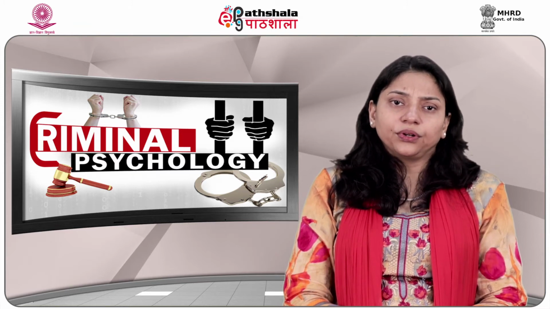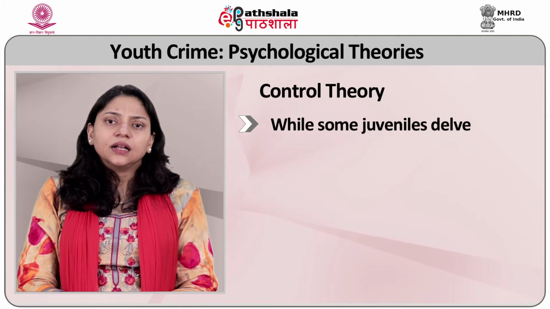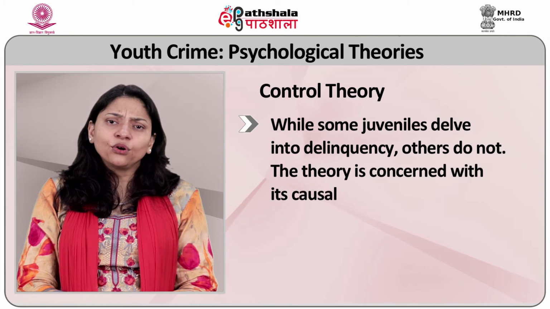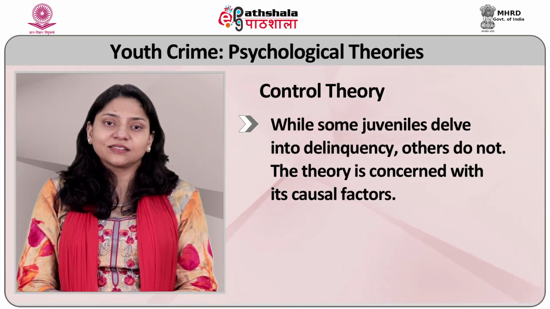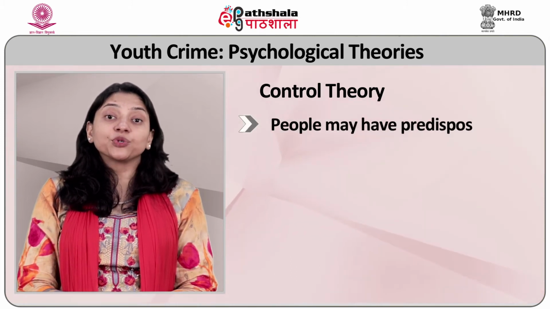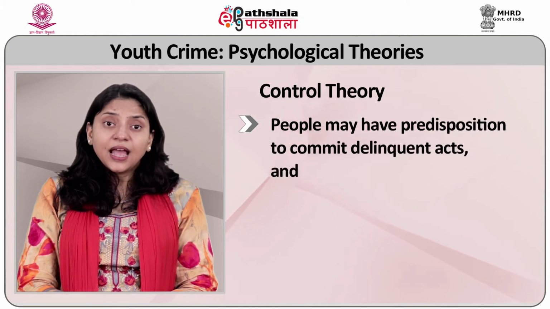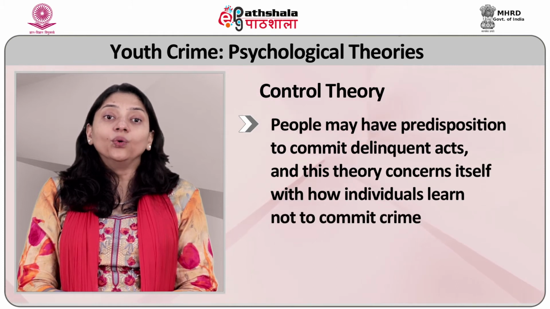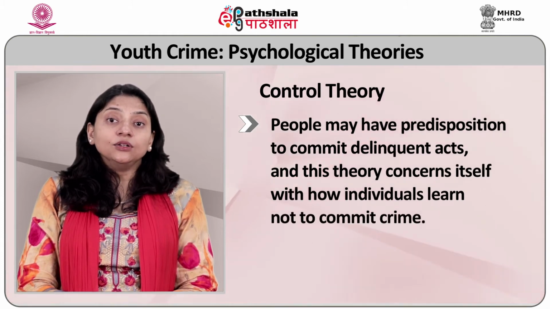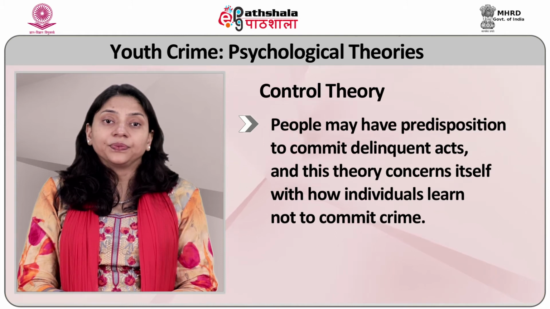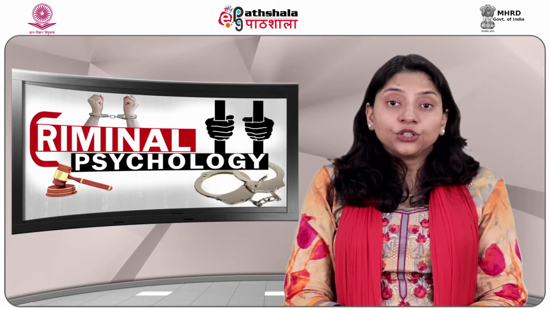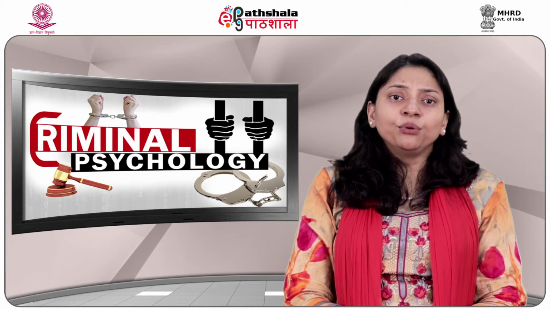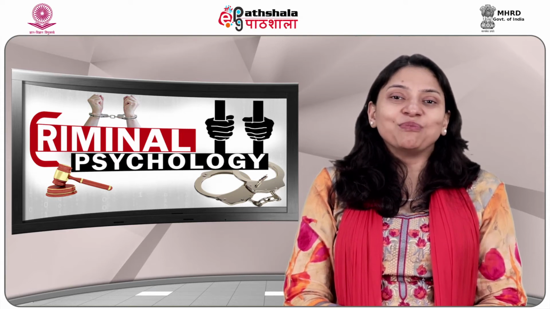According to control theory, while some juveniles delve into delinquency, others do not. The theory is concerned with its causal factor. People may have a predisposition to commit delinquent acts, and this theory concerns itself with how individuals learn not to commit crime. The control theory believes that the major mediator of learning not to engage in crime is the social bond.